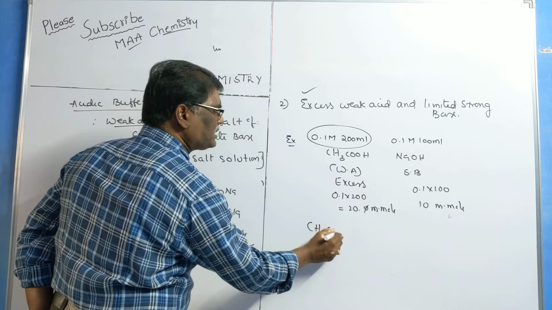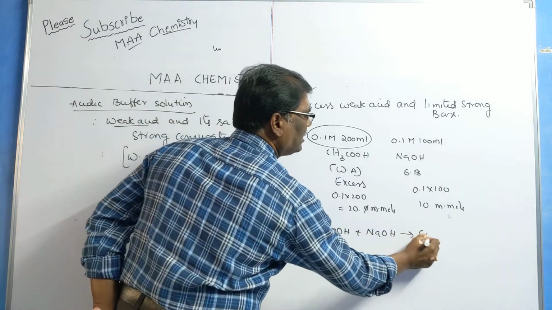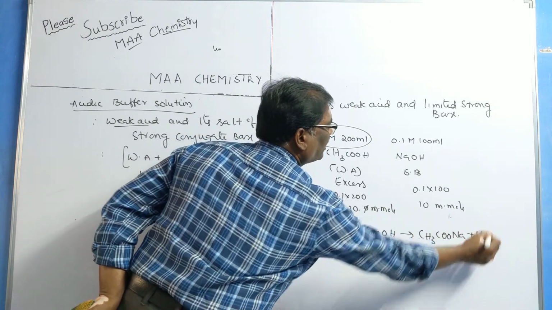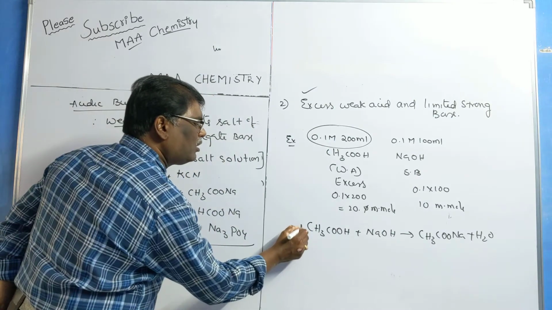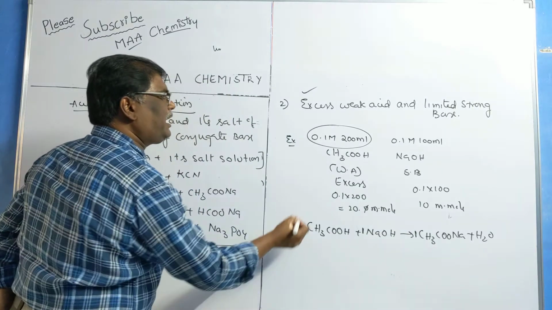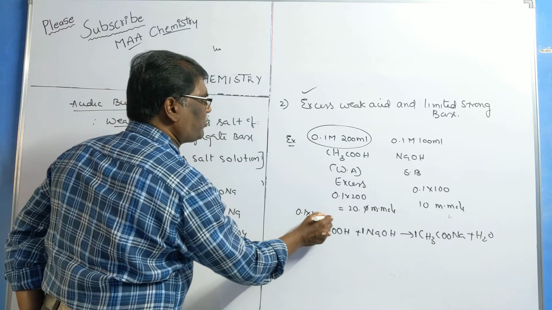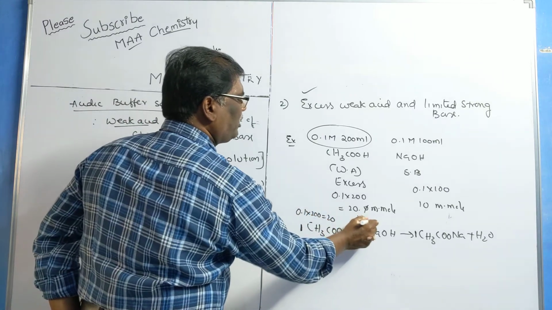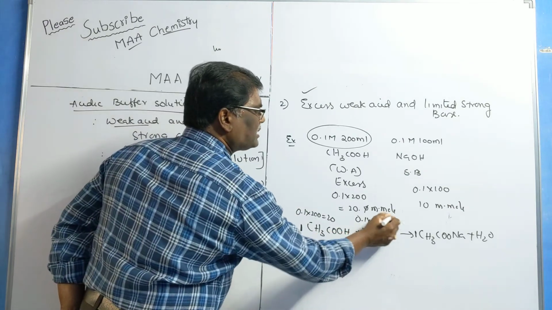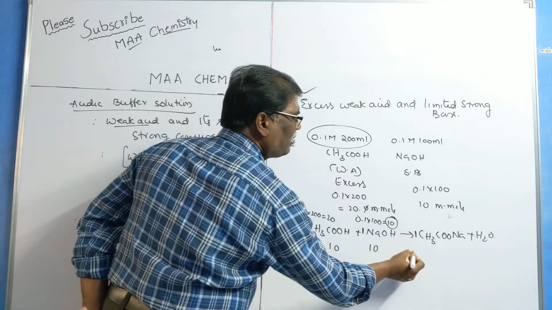What happens when acetic acid reacts with a strong base? The salt and water are formed. Here 1 mole combines with 1 mole to give 1 mole of salt. Similarly, here we have 0.1 into 200, which means 20 millimoles, and 0.1 into 100, which means 10 millimoles. So here, what is the limiting agent? The 10 millimoles combine with the 10 and form which one?